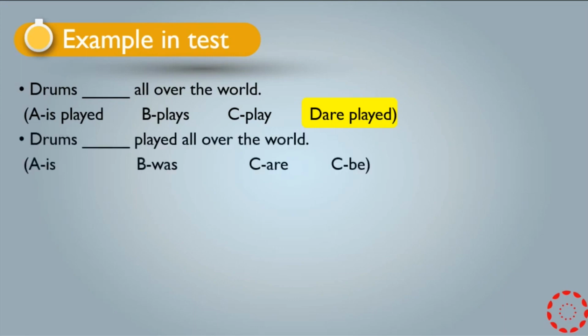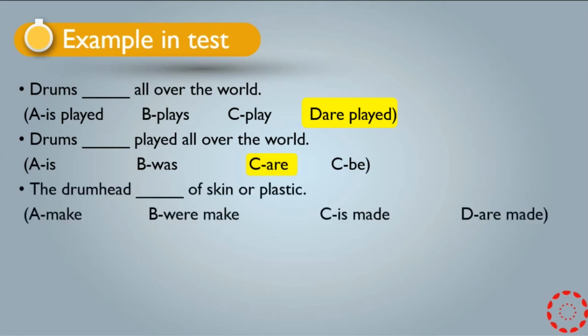Another one: "Drums dash played all over the world." This one is different from the first one because it has possibilities, and both cases show up in the national exams, that's why I write this. We have the past participle here, which is played. So we just have to choose the right verb to be, which is was, are, or be. We have to decide for drums which one is correct: are played all over the world.